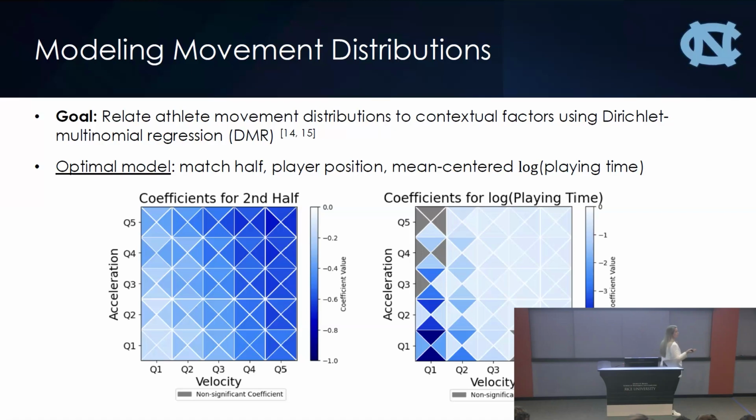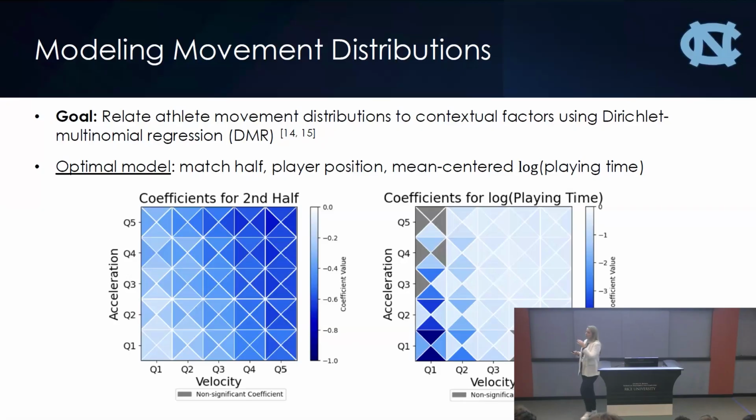Additionally, we then looked at fitting what we call a Dirichlet-multinomial regression. Basically, this is a model that can be used to have covariates predict probabilities of certain counts. So we're relating the multinomial counts to the probabilities in a Dirichlet model, right? And so our optimal model out of all our covariates that we looked at was using match half, player position, and mean-centered log playing time. Basically, we're just getting it down to a smaller number so it doesn't impact the model a ton.